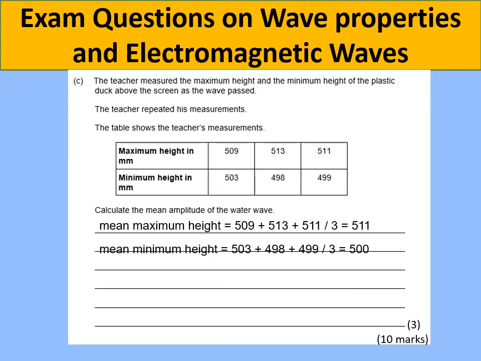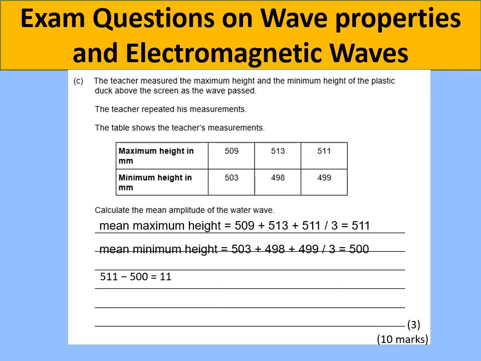So the first step that you need to take is to work out the mean maximum height, and you do that by adding the 3 values 509, 513 and 511. Divide it by 3 because there are 3 maximum height values there, and you get 511. Do the same for the mean minimum height.